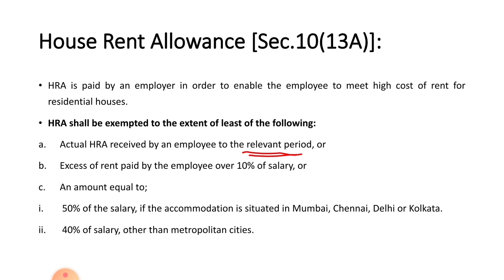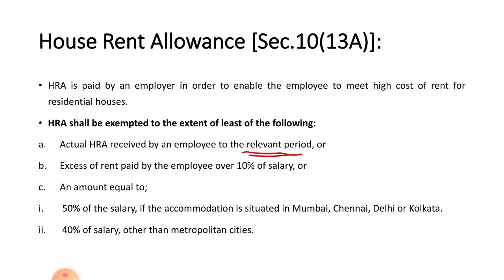Next, third one, an amount equal to 50% of the salary if the accommodation is situated in Mumbai, Chennai, Delhi or Kolkata, or 40% of salary if other than metropolitan cities. If the employee lives in Mumbai, Chennai, Delhi, Kolkata, these four cities are known as metropolitan cities. If he lives in any one of these cities, the exemption amount will be 50% of salary. That is one of the 3 points. 50% of the salary you have to consider if he is living in metropolitan cities.